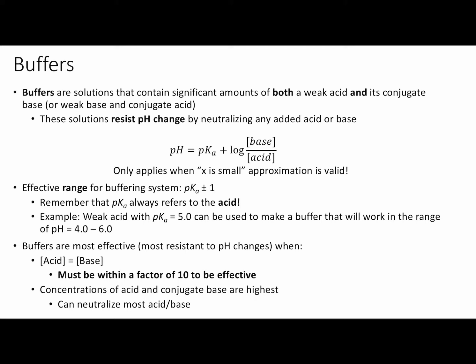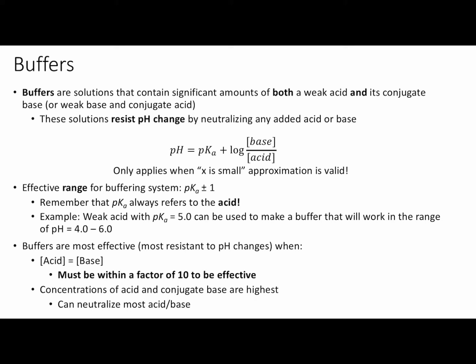We can determine the pH of a buffer solution using the Henderson-Hasselbalch equation, which says that the pH of a buffer equals the pKa plus the log of the concentration of the conjugate base divided by the concentration of the acid. It's worth noting that this particular equation is only valid if the x's small approximation is also valid when talking about the acid-base equilibrium.